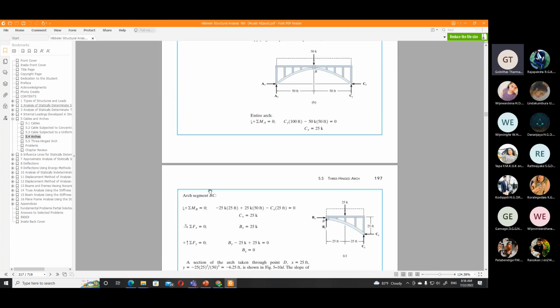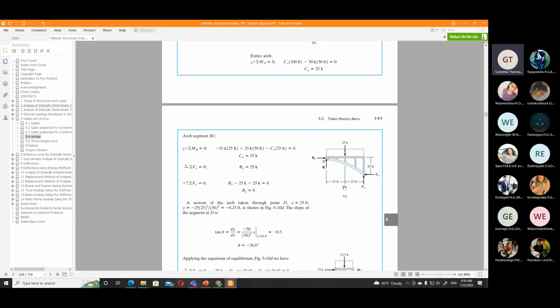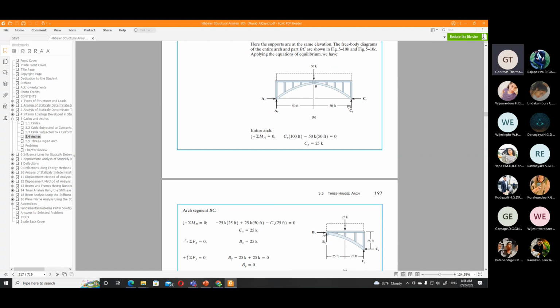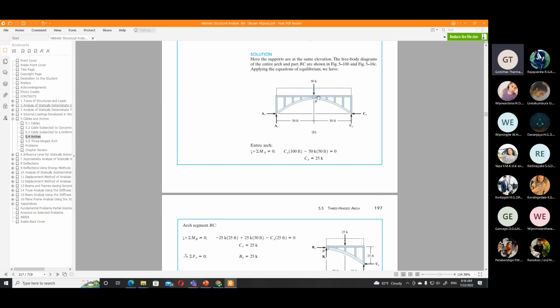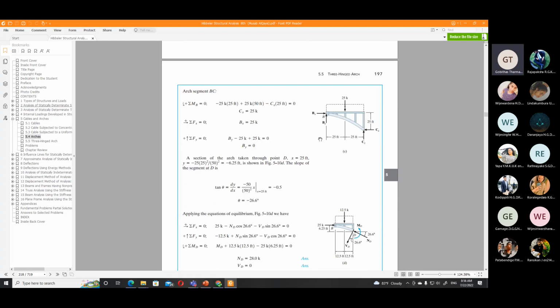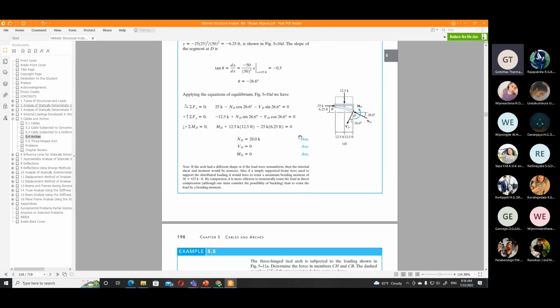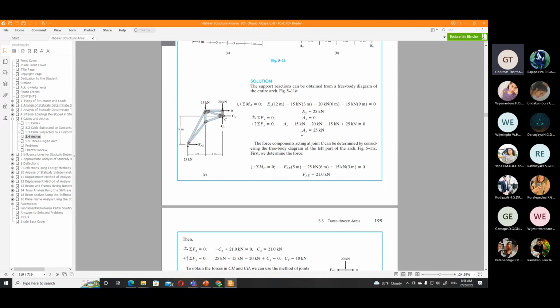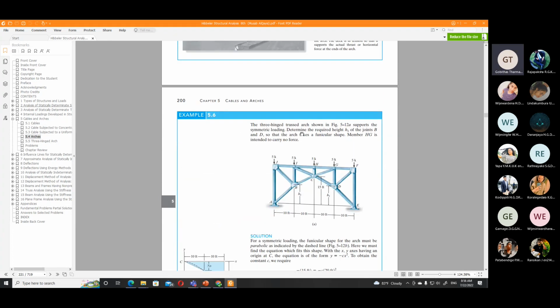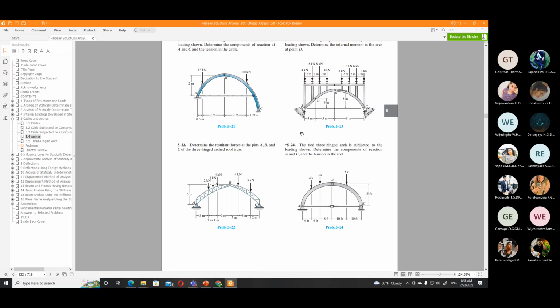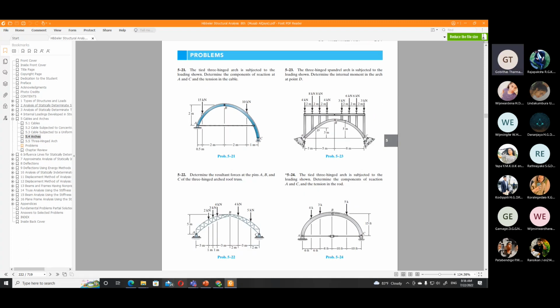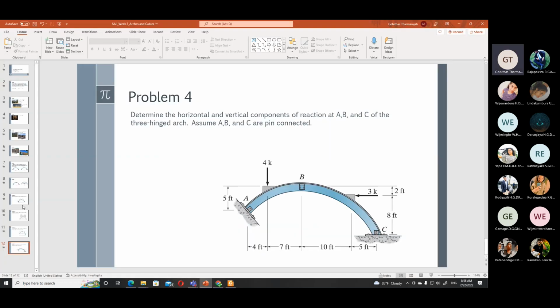If you look at the analysis steps, similar to what we have done, you take the entire arch and find the reactions, and then you can find the internal moments as well. So this is relatively simple. These are the solutions we are looking at. So let us go back to our solution. First problem.